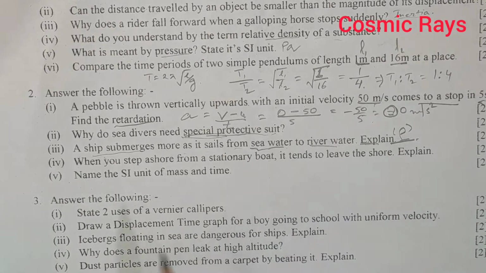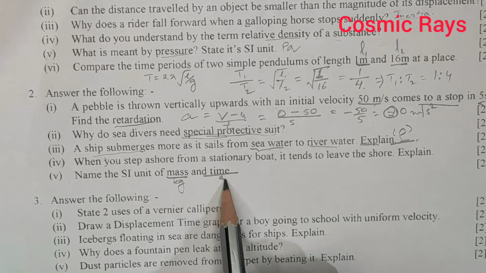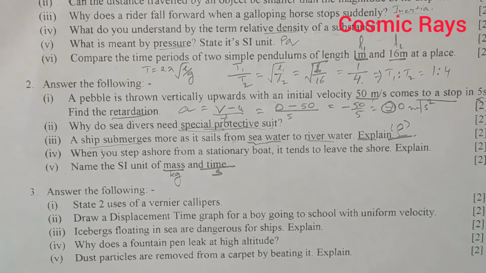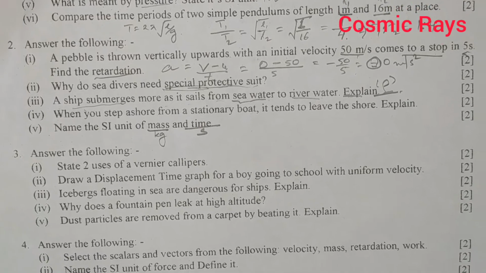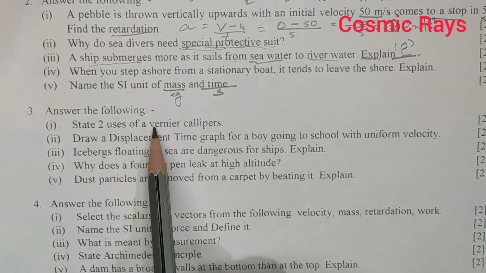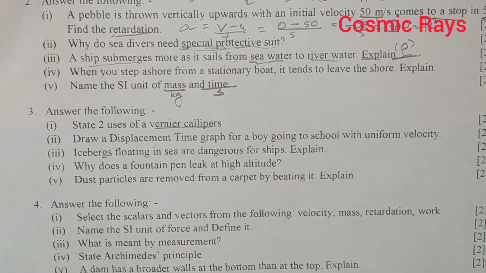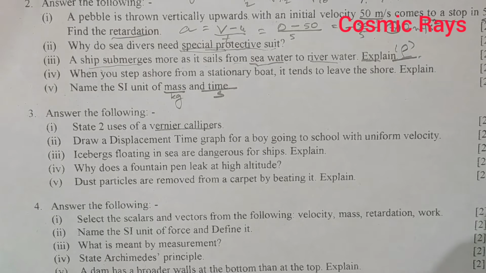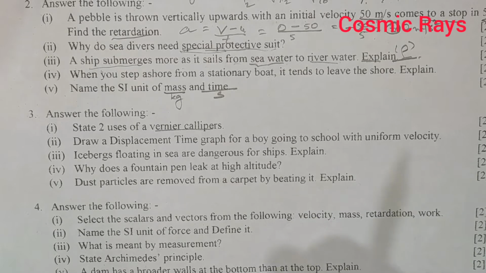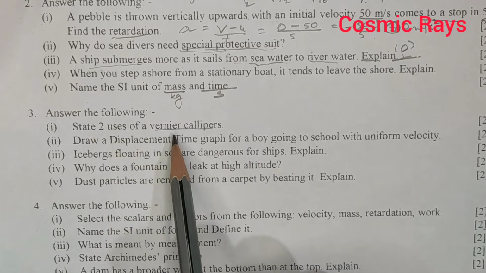The next question is, name the SI unit of mass, that is kg, and time is second. This is again a direct question from the very first chapter. Now the third question says, state two uses of vernier caliper. You can just write to measure the diameter of a bob, or you can also measure the thickness of a glass or a rod. So any two uses you can write. This is another direct question.